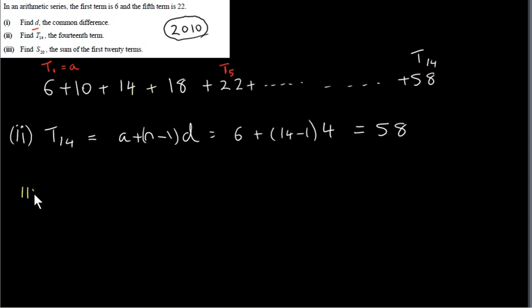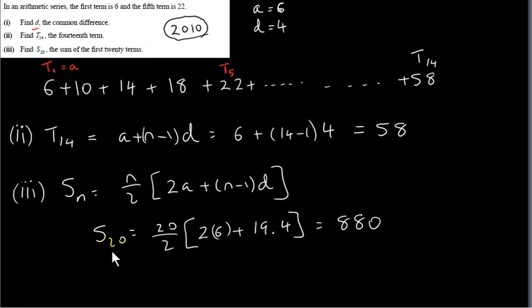In part 3 we want to find S20, the sum of the first 20 terms. This is just a straightforward question. We plug 20 in for n, 6 in for a, and 4 in for d. So this is our formula Sn, which I derived in the first video, and we get S20 equals 880.